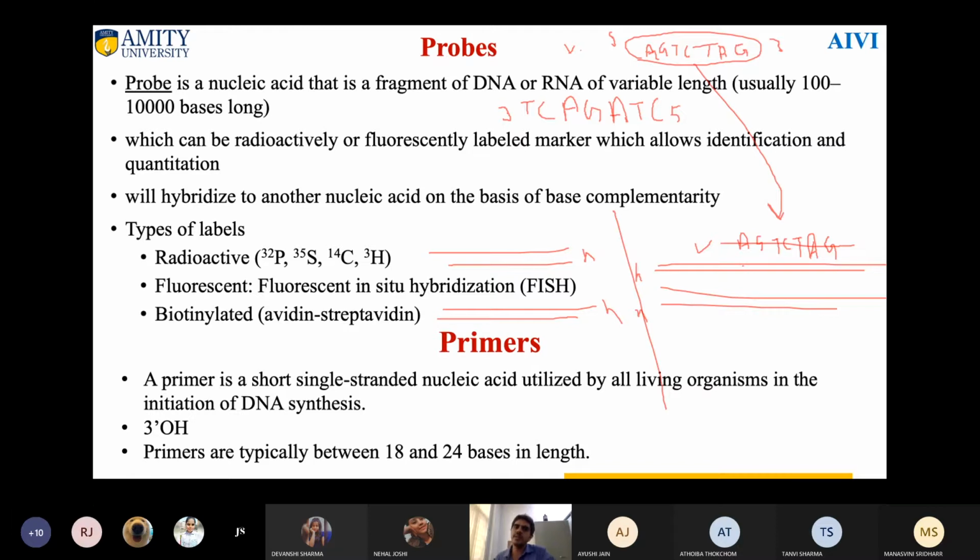But by convention, when we talk about molecular biology, the sequence that we write should always be in the 5 prime to 3 prime direction. So this sequence is going to be complementary to it. The pair will be T, C, A, G, A, T, C. This complementary sequence is going to come here and pair up with it. This is a simple thing that is going to happen.